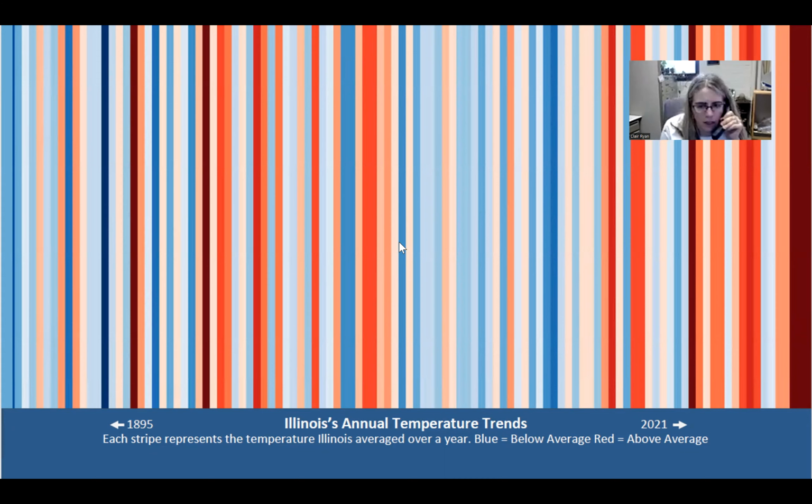And I will say that when we talk about climate, averages are actually a 30-year window. So if it's a red year over here, we can see that it is tending to lean towards red, towards the right.